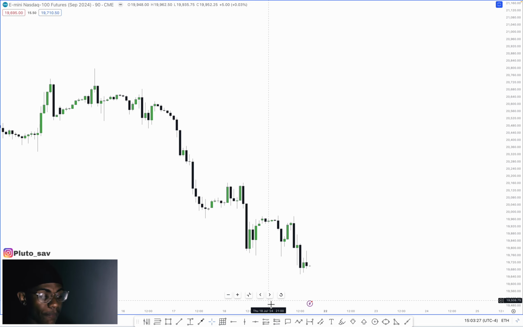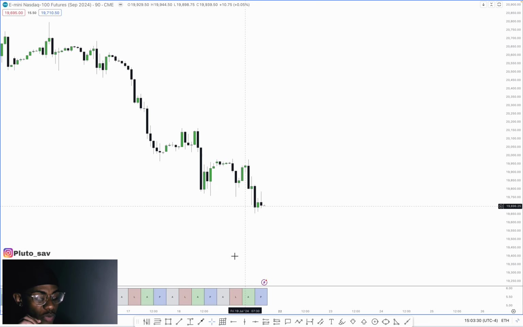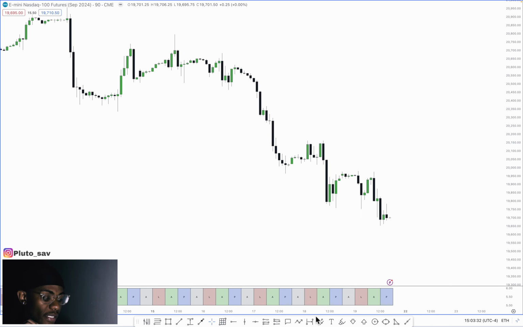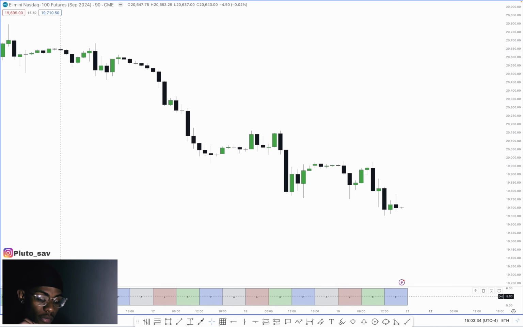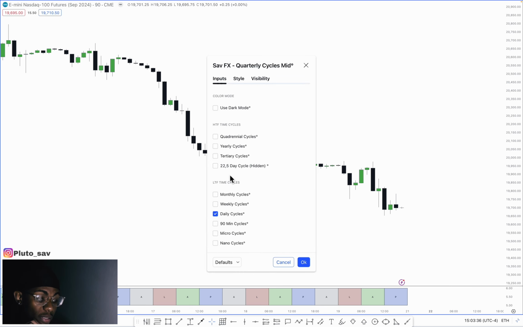when you've got two relative cycles, I'm going to show you on the chart. I'm using the quarterly theory indicator, but this one is my personal one with just a few additional cycles, like the tertiary cycles, the 22.5-day cycles, and the nano cycles.